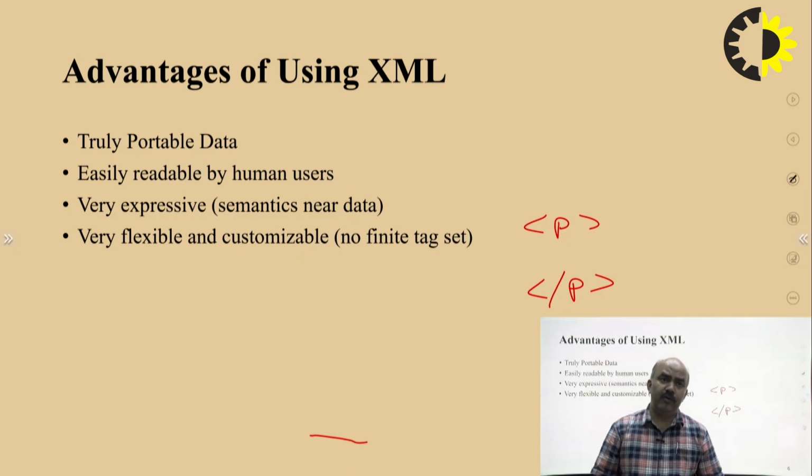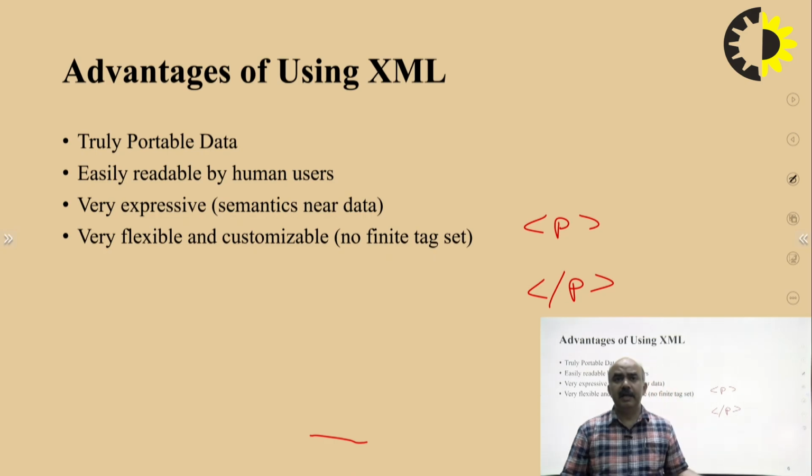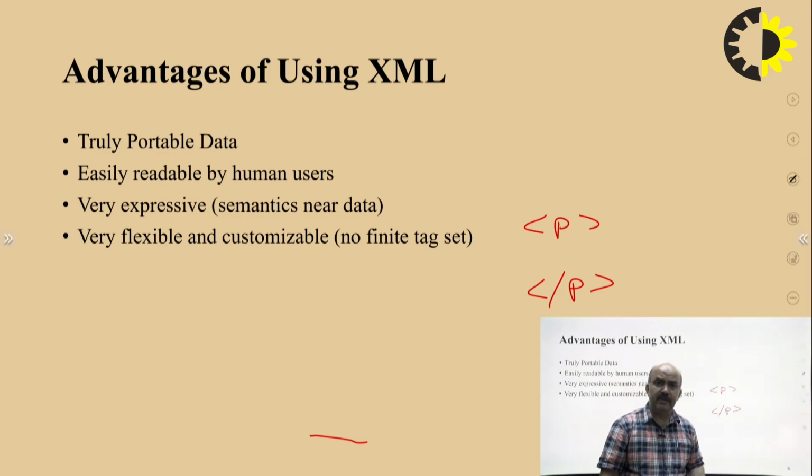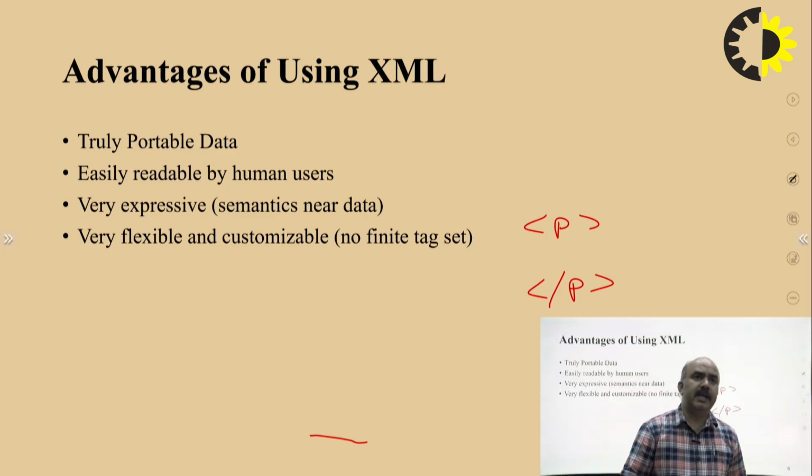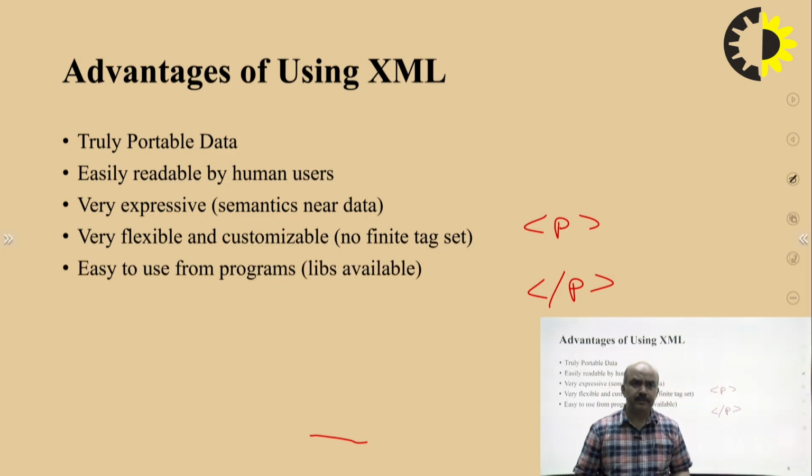But in the case of XML, we have flexibility. We can define our own tags. Instead of p, we can use text, or write the complete paragraph, or use anything that describes the textual data. That can be described in XML.